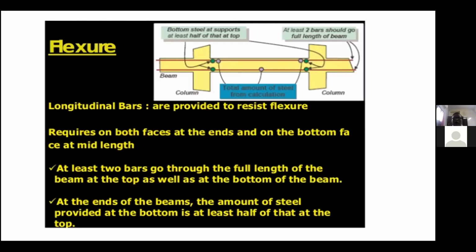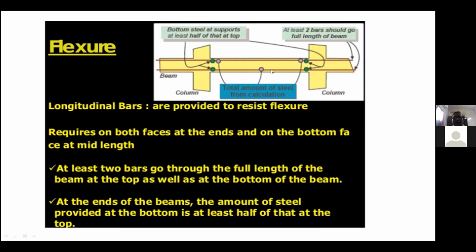Now coming to how we are going to resist. We have talked about the flexural failure. We discussed about the shear failure. Flexural failure and shear failure. For flexural failure, we are going to provide the longitudinal bar, and then for shear, we are going to provide the stirrup. So longitudinal bars are provided to resist flexure. Tension occurs on the top face at the ends and on the bottom face at the midspan. Okay. So the code says that at least 2 bars go through the full length of the beam at the top as well as bottom.